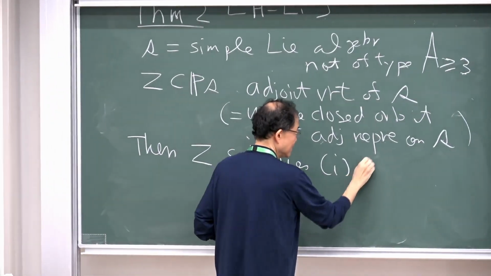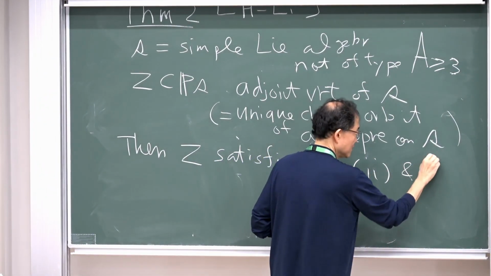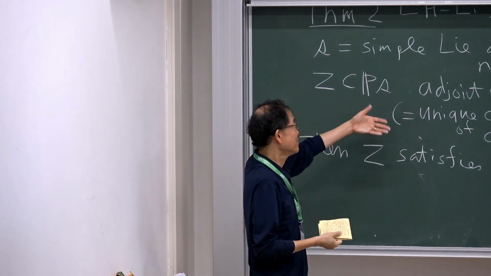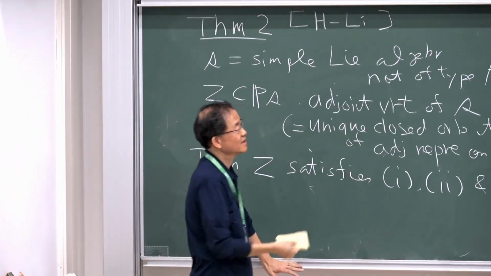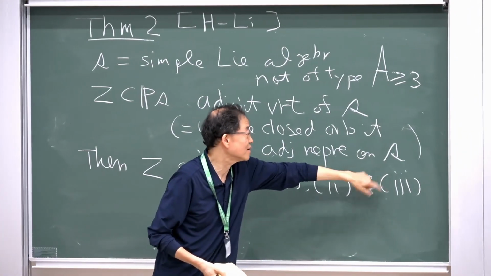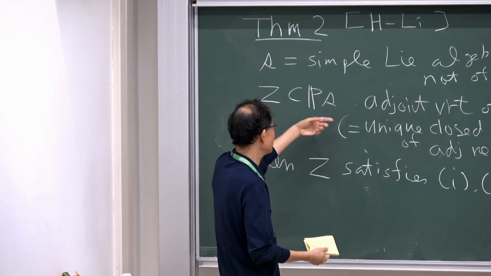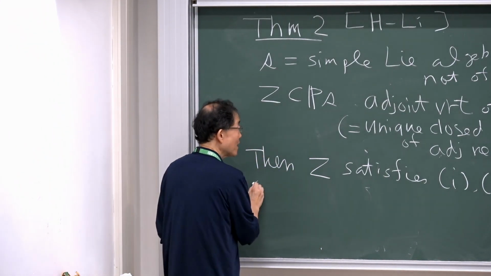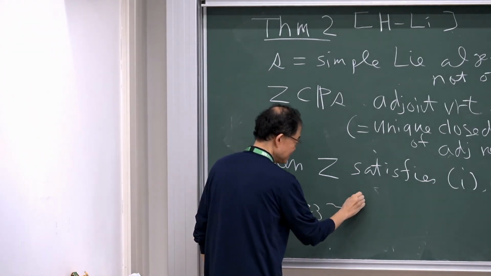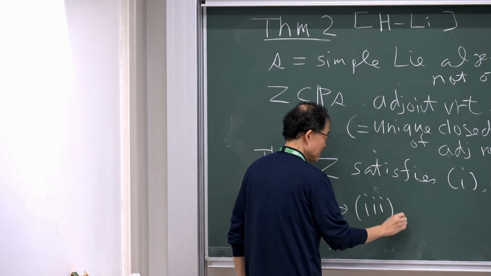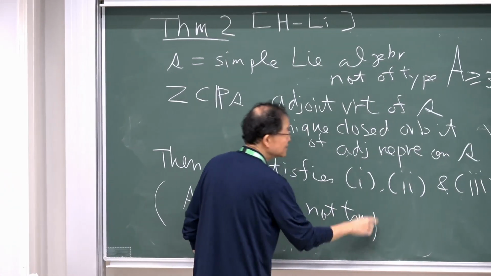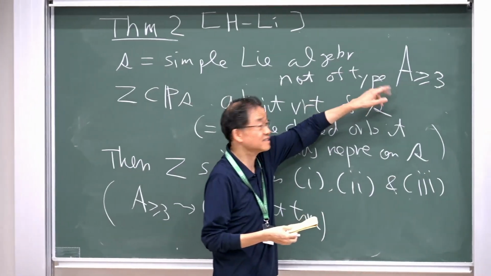1 and 2 are classical. That is, the highest weight orbits of irreducible representations satisfy 1 and 2, which is classical. But this 3 is what we checked, and that's the hardest part of the calculation. And for this type, 3 does not hold, so this exclusion is necessary.